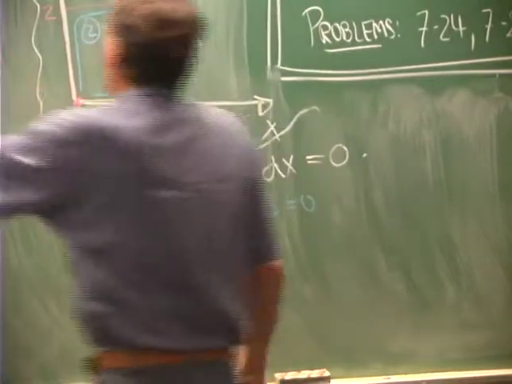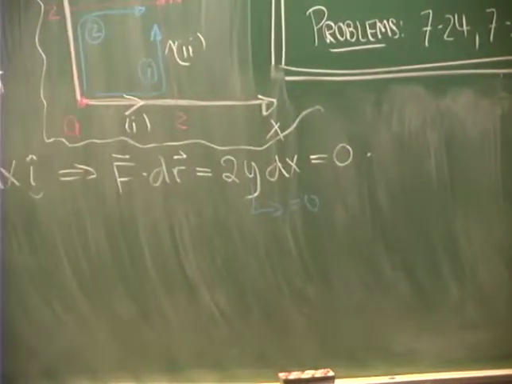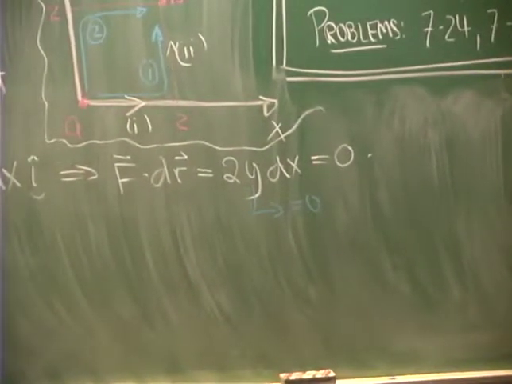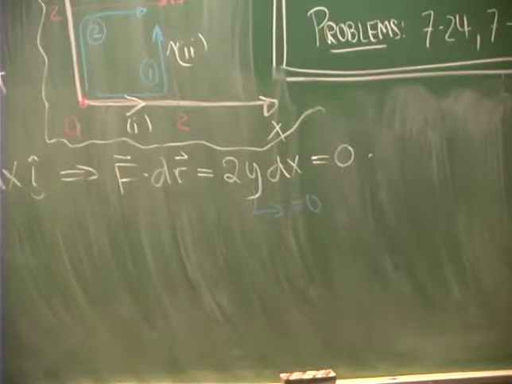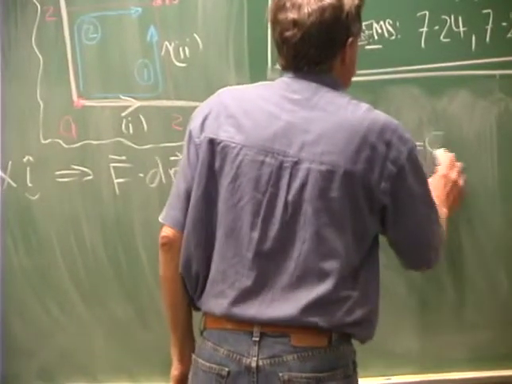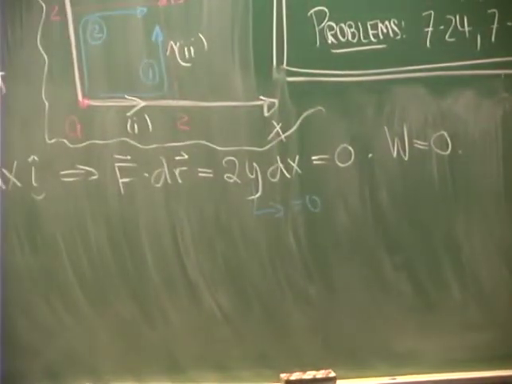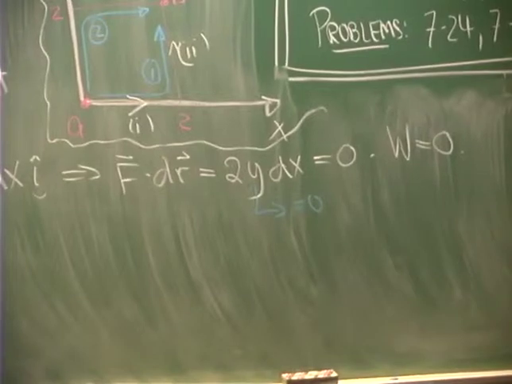Of course, on that leg or anywhere along the x-axis, y is 0, so the force points purely in the y direction, and no work is done if I go along purely in the x direction. So W is equal to 0 for that leg. How about the second leg now?